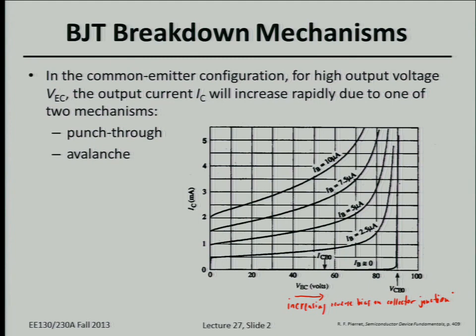The first one is punch through. That's basically base width modulation to the extreme. In other words, you modulate the base width down to 0. Okay, so basically the depletion region in the collector punches through to merge with the depletion region in the emitter junction. So that's punch through. The other possible way to conduct a lot of current, even if there's not much forward bias on your emitter junction, is avalanche breakdown of the collector-base junction. So we'll talk about those 2.